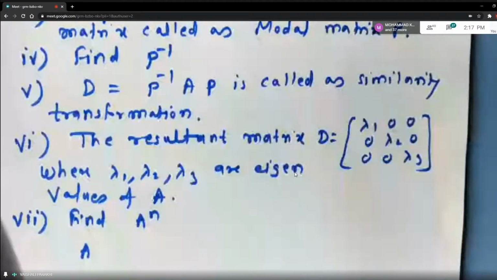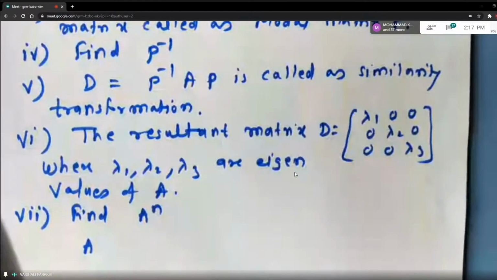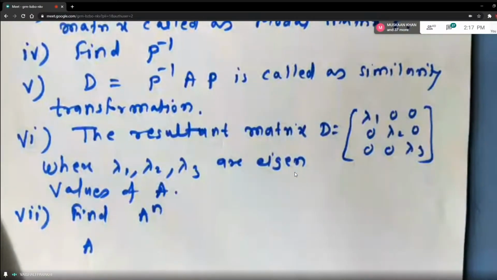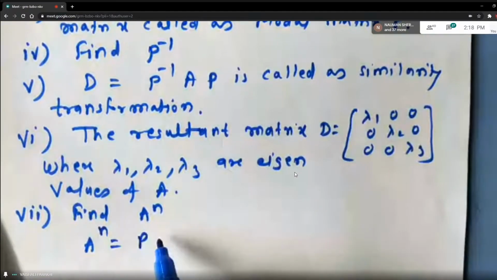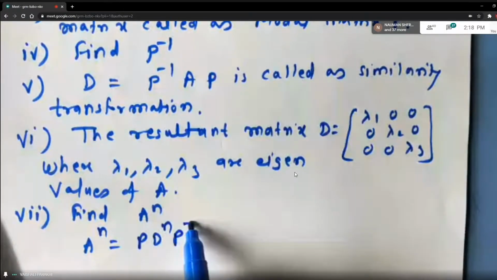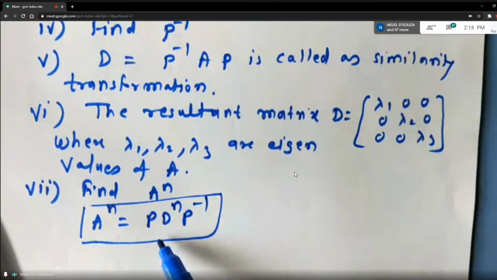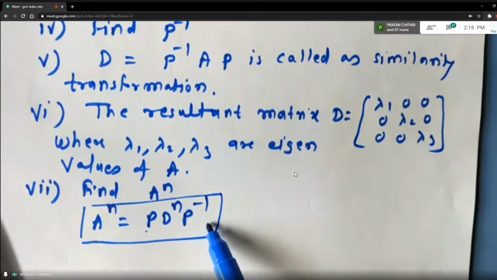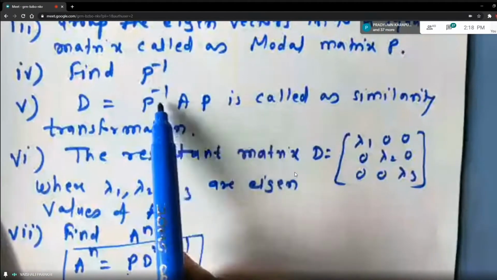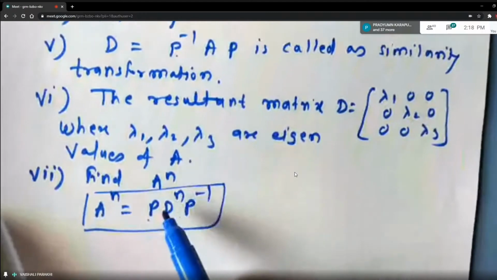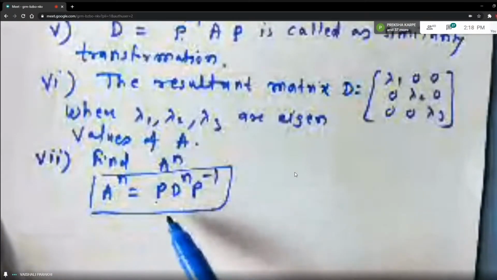Okay. Now see how to find A raised to n. There is a formula for A raised to n. The formula is like this: A raised to n is equal to P D raised to n P inverse. So remember this formula, students. Now what is important is that the placing of P and P inverse is reversed. In the formula of diagonal matrix, it is P inverse at first place, but here P is at first place. So this is going to give you A raised to n.